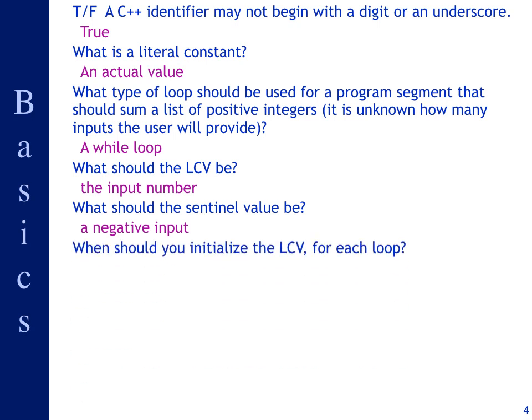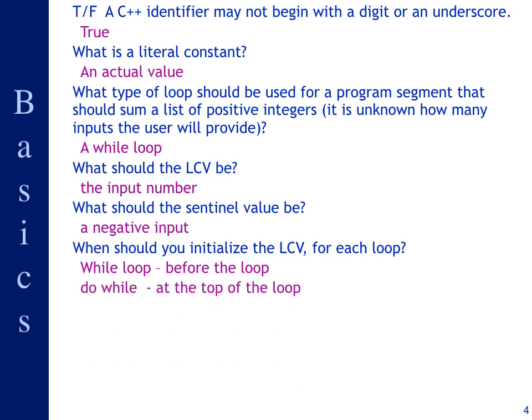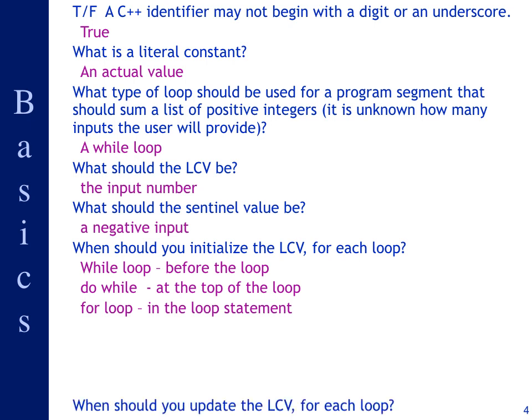Okay, let's talk about how we initialize the loop control variable for each type of loop. How many loops do we have? Correct, we have 3 loops. Let's go over them. While loop, we do that before the loop starts, before we enter the loop, because we do that check right on the top. Do while loop, we do that at the top of the loop once we enter the loop, because the check is done on the bottom of the loop. And of course, for the for loop, the loop statement is the one that has the check in there.